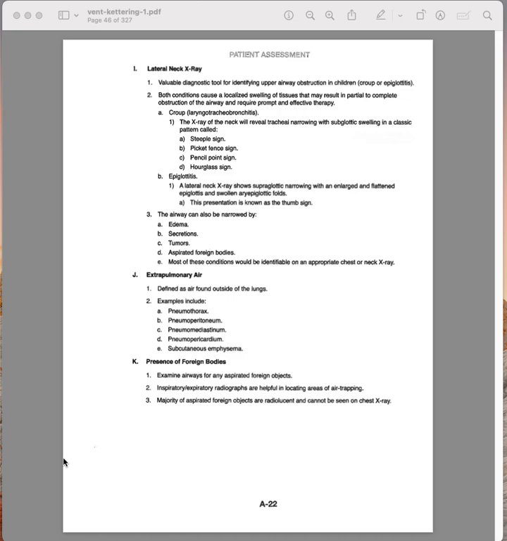picket fence sign, pencil point sign, hourglass sign. Epiglottitis: a lateral neck X-ray shows supraglottic narrowing with an enlarged and flattened epiglottis and swollen epiglottic folds. This presentation is known as the thumb sign.